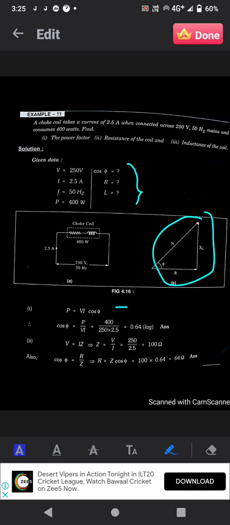To calculate resistance, we have to find the impedance. From the triangle we can write V equal to IZ. From that, Z equals V by I. We calculated Z as 100 ohm. Later on, cos phi we can use; cos phi is already given as 0.64.